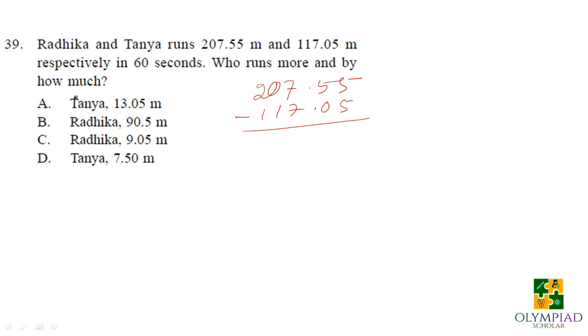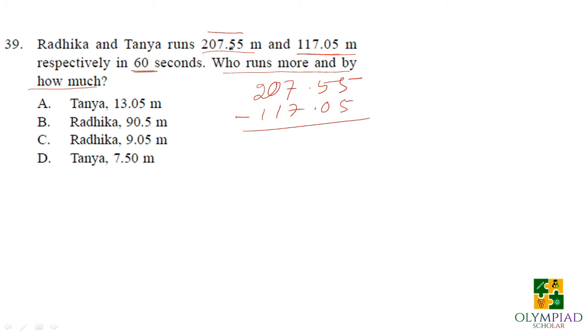Okay, the next question is: Radhika and Tanya run 207.55 meters and 117.05 meters respectively in 60 seconds. That means if a time of 60 seconds is given to both Radhika and Tanya, Radhika will run this many meters and Tanya will run this many meters. Okay, so what it is asking is, who runs more and by how much?